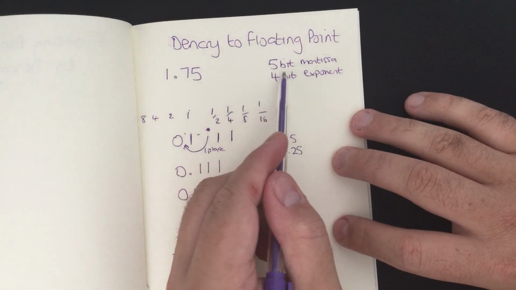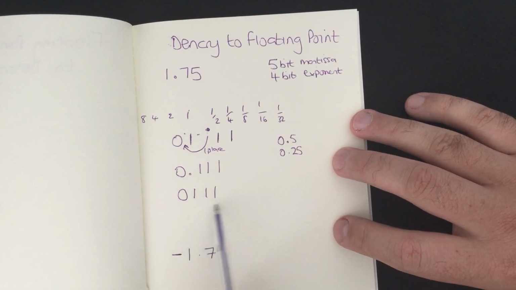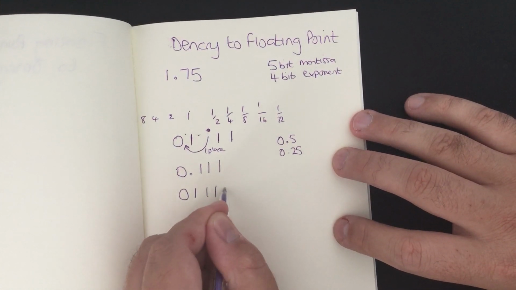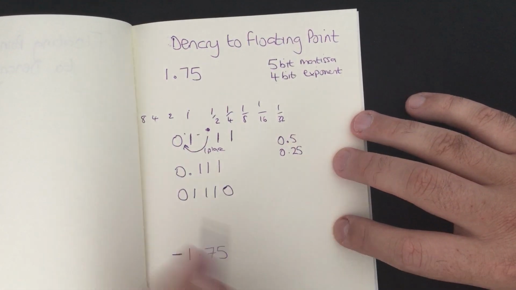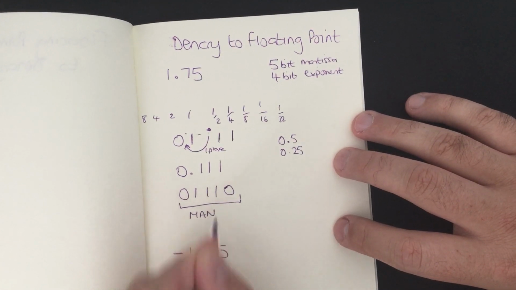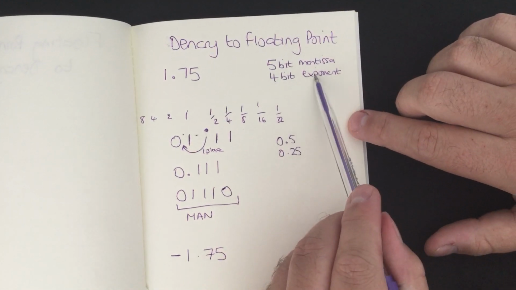If we look back at the beginning, I had 5 bits for my mantissa. Currently my mantissa is only 4 bits. So I pad my number on the right hand side. So that now is my mantissa done. I now need to care about the exponent.